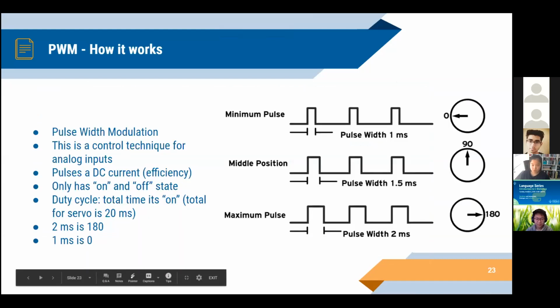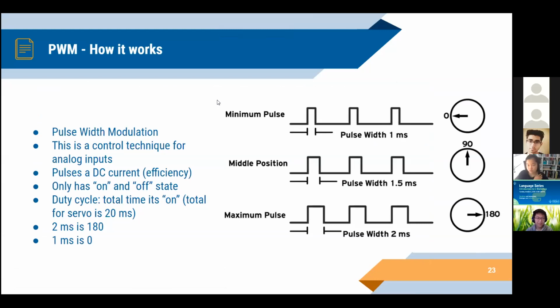So what we want to talk about is how this works, how we're able to control the servo motor. This is using something called pulse width modulation, or PWM. This is just a control technique for analog input, which basically means when there are values in between just off and on. For example, temperature varies; there's not just an on state and off state. For a servo motor, it's the degrees for which it turns.